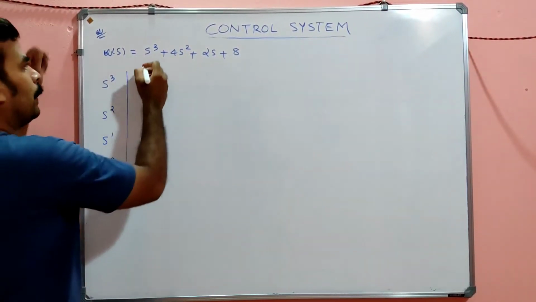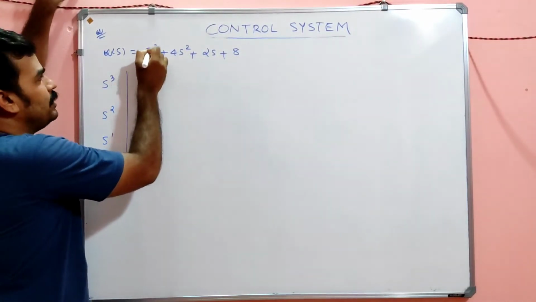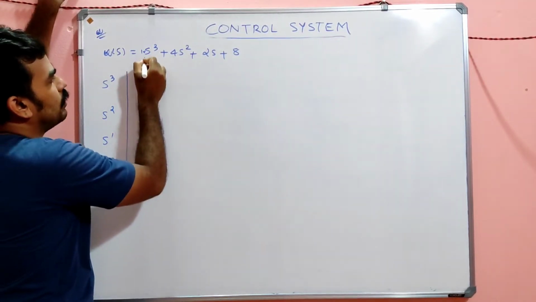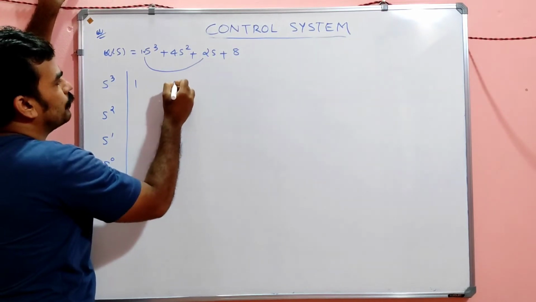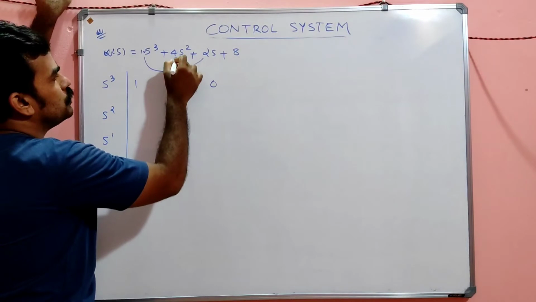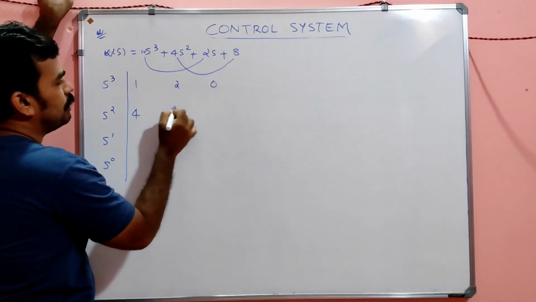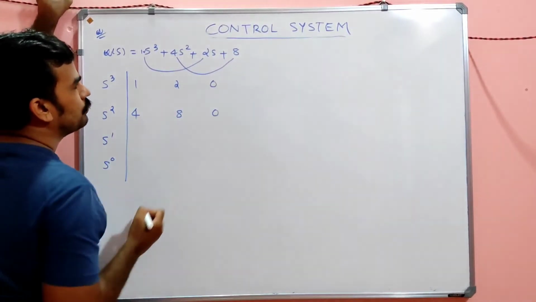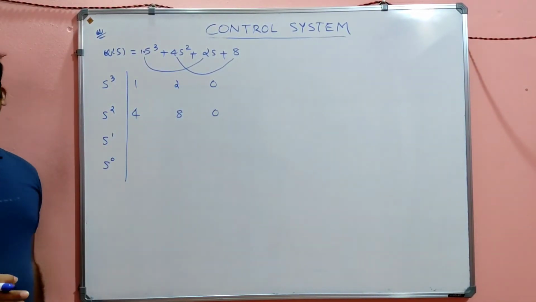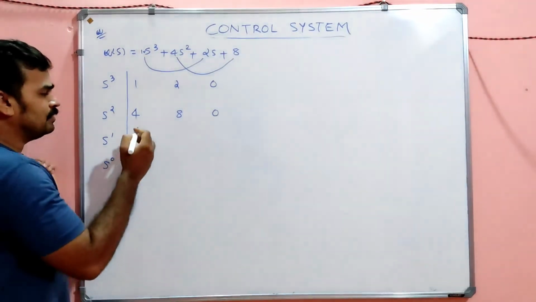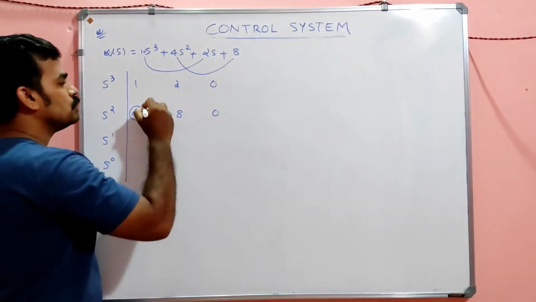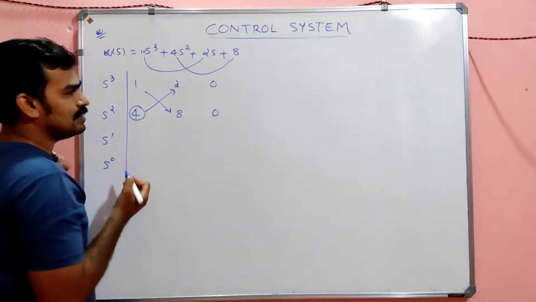So write it. This coefficient is nothing but 1 into s cube, correct? So it will be 1, alternatively 2. Okay, 0 if you want 0. Next row, this one and next to this one, so it is simply 4, 8 and 0. Everything you complete, right? So you are going to make the third row. So how can we make the third row? This is the unknown here. Focus on this one.